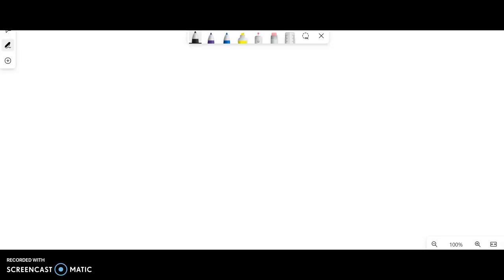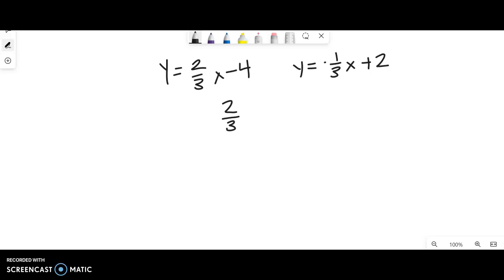Okay, in the next one we have y equals 2/3 x minus 4 and y equals negative 1/3 x plus 2. We want to know the point of intersection, so that's when the first y and the second y have the same value. That means the other half of the equation also has to have the same value. That means that 2/3 x minus 4 has to equal negative 1/3 x plus 2.